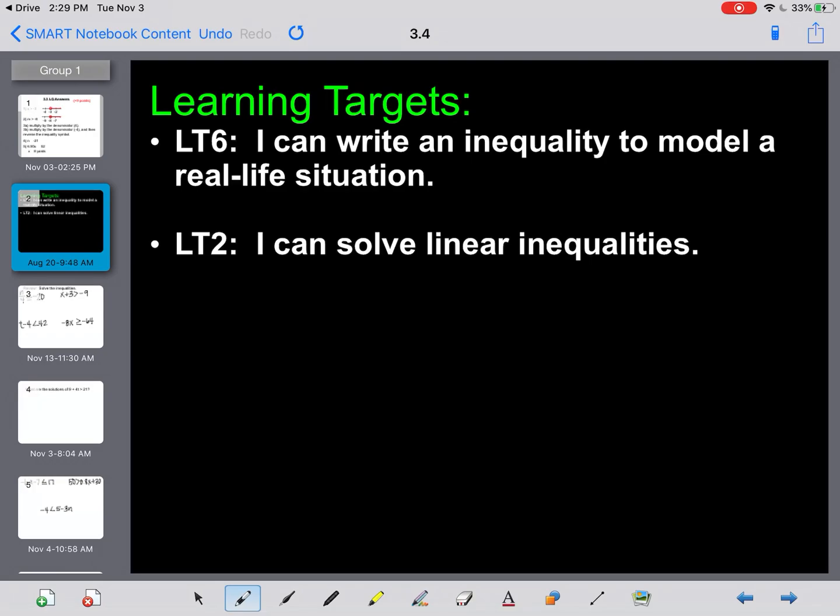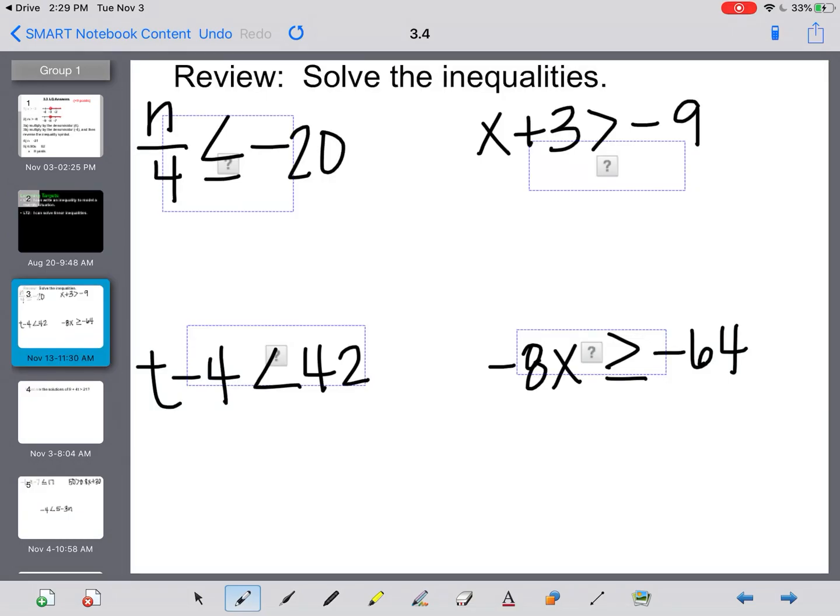Chapter 3, Section 4 is about solving multi-step inequalities, which is much like solving multi-step equations, only with the inequality rules. This one is split into two parts. By the end, you should be able to write an inequality to model real-life situations and solve these linear inequalities.